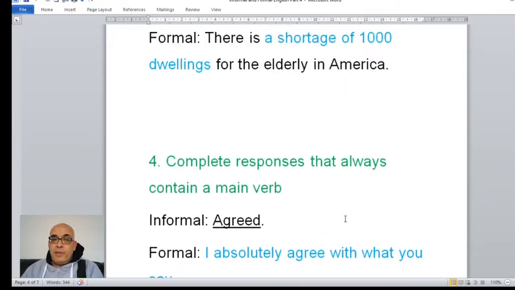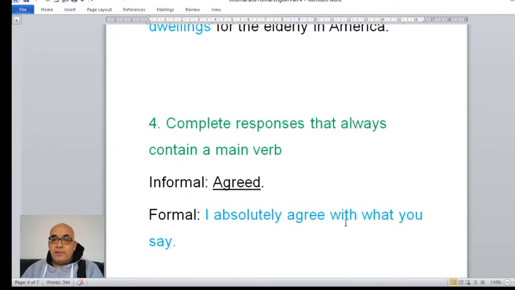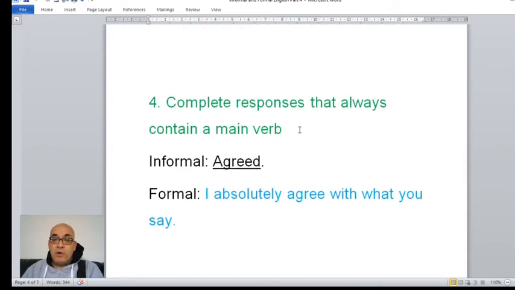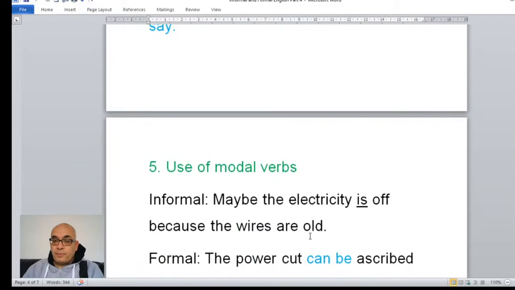Now, complete sentences, complete responses that always contain a main verb. So if I say, do you agree with this idea? You say agreed. This is informal. But if I say, do you agree with this idea? And you say to me, I absolutely agree with what you say, this sentence is formal English.